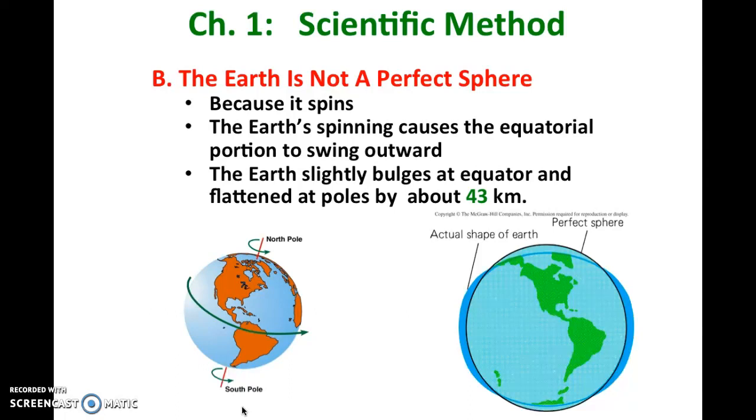But the Earth is not a perfect sphere because it spins. The spinning of the Earth causes the Earth to be slightly bulged at the equator and flattened at the poles. The diameter difference between the equator and the poles is about 43 kilometers.